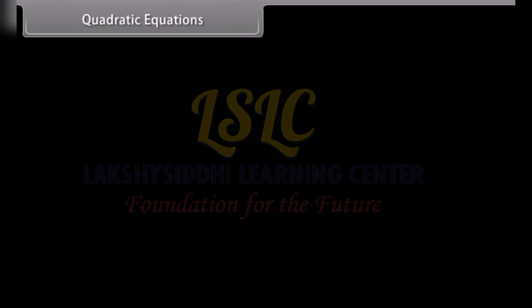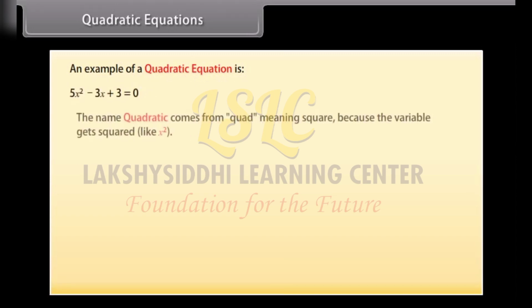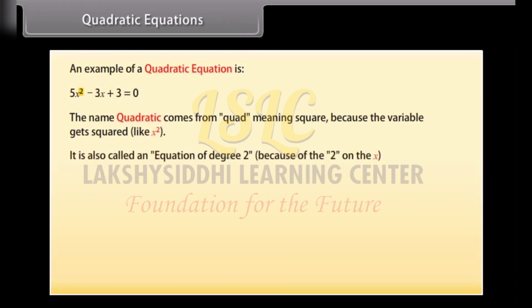Quadratic equations. An example of a quadratic equation is, the name quadratic comes from quad, meaning square, because the variable gets squared, like x square. It is also called an equation of degree 2, because of the 2 on the x.